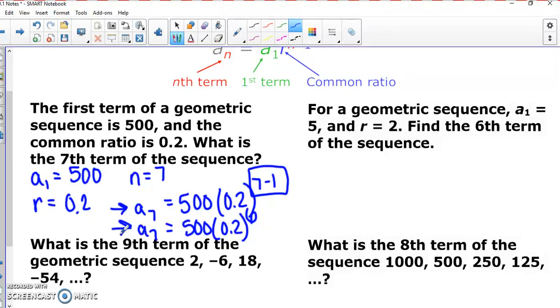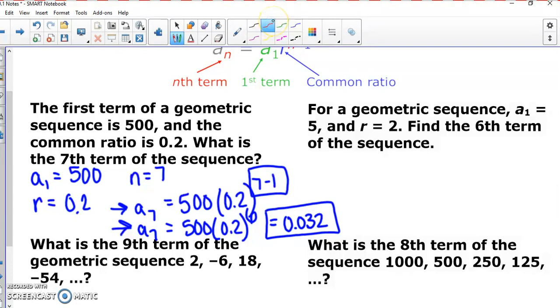You should get 0.032. Oops, 0.032 for your final answer there. Okay, so go ahead and check and make sure that you get the same thing when you type that into your calculator. You could also write it as a fraction if you really wanted to.